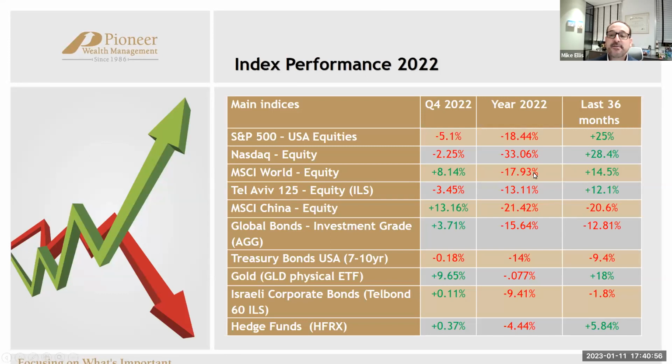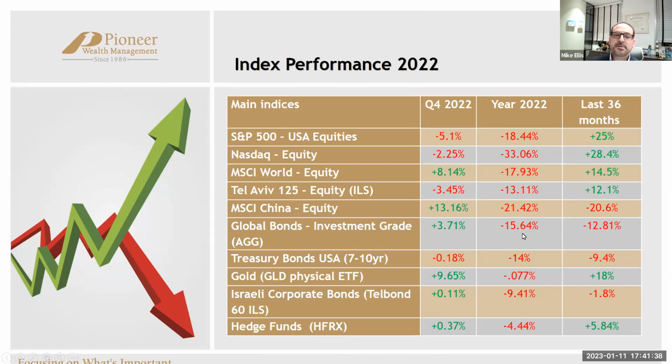Global equities at minus 17. For a long time, we saw the US market constantly doing better than the global market. Here we see the US market doing slightly worse than the global market. Not a huge difference, but it's still interesting to see. Tel Aviv Stock Exchange, minus 13, a hell of a lot better than the global market. But if you look at the long-term number, you can see that Tel Aviv shares have not produced nearly the high returns that the USA has, and Israel much more closely resembles global shares than USA shares.